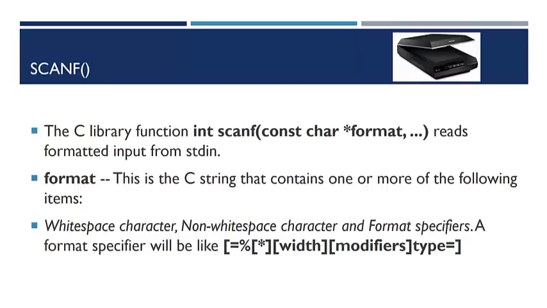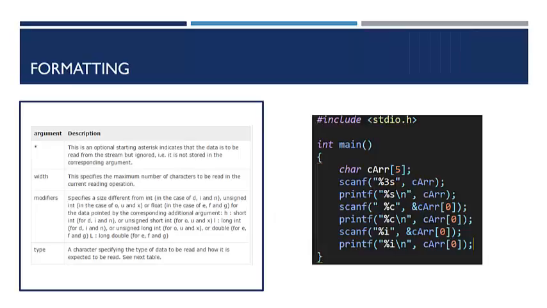The scanf function isn't in the C language, but it's in the standard input-output library. Here are also formats and modifiers. We can use width, the modifier, and finally the type. So here's how to format. An asterisk, which is optional, indicates that the data is to be read from the stream but ignored. We can also use the width, which is the maximum number of characters, modifiers, and the type.